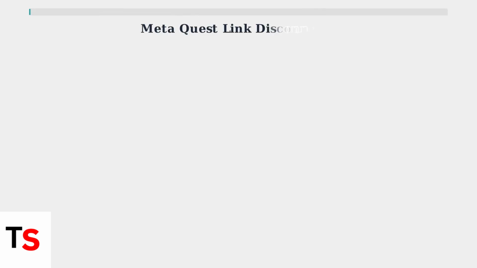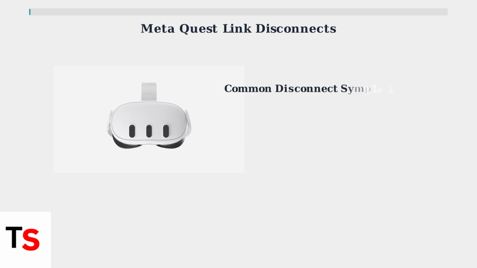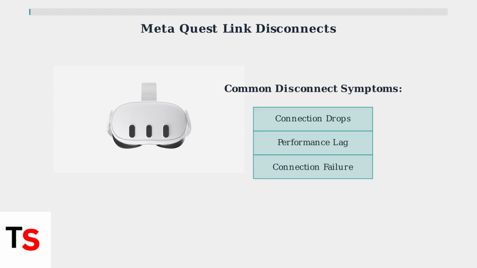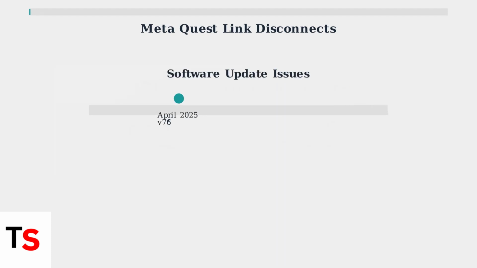Meta Quest Link disconnects are a persistent issue affecting Quest 3, 3S, and Quest 2 users when connecting to PC, whether through USB cable or wireless AirLink. These disconnects manifest in several ways: sudden connection drops during gameplay, degraded performance with lag and stuttering, or complete failure to establish a connection. Software updates have been a major culprit.